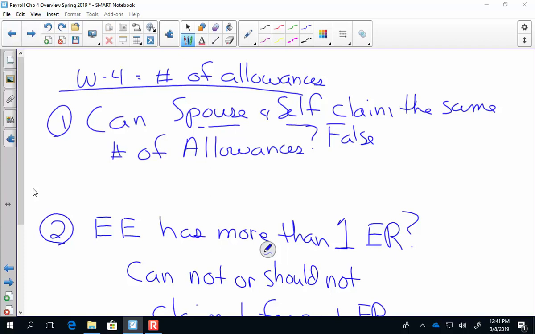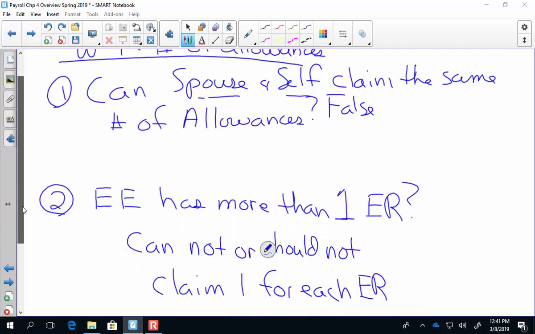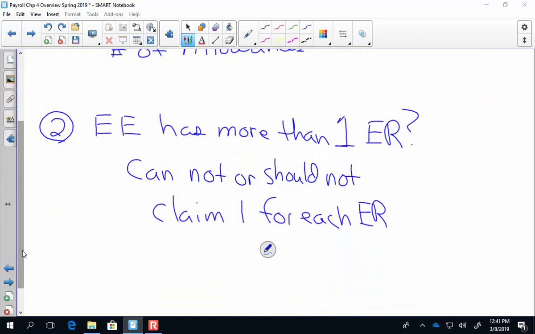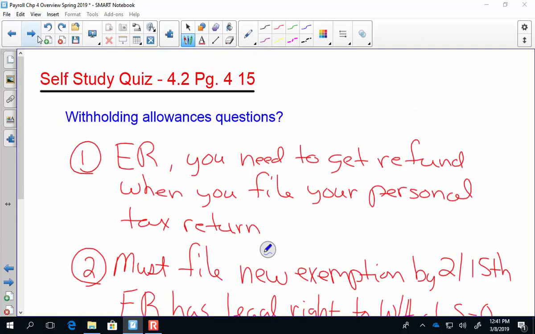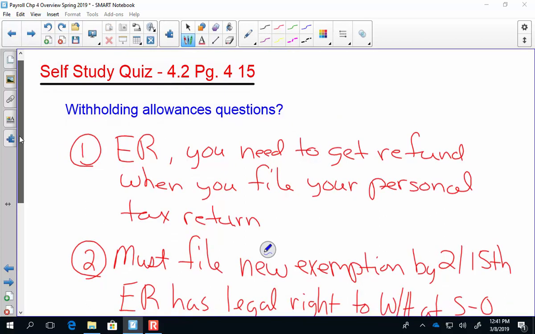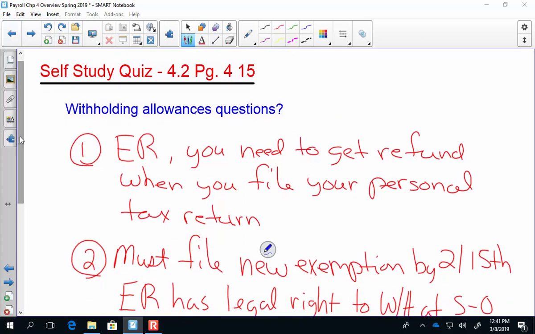You can't double up on anyone. And if an employee has more than one employer, they cannot and should not claim one for each. If you're the only person, don't claim one again on both employer W-4s. Here's the self-study quiz on page 15 of your book. Just more withholding allowance questions here.